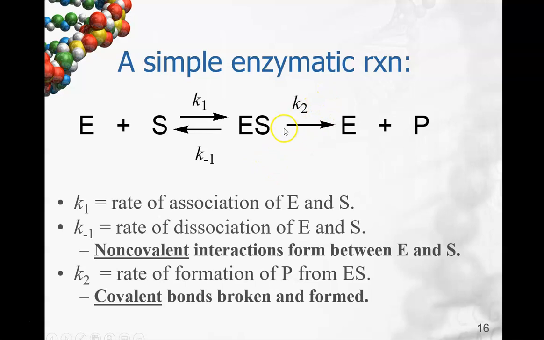We'll use k2 to describe what happens when the substrate is converted to product. The substrate conversion to product will involve breaking bonds in the substrate and forming new ones in the product. So we'll have covalent bonds being broken and formed here. And that process we'll use k2 to describe. And we regenerate the enzyme at the end like all good catalysts do.